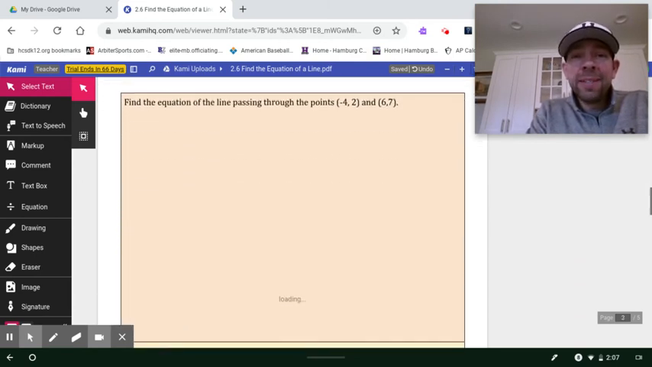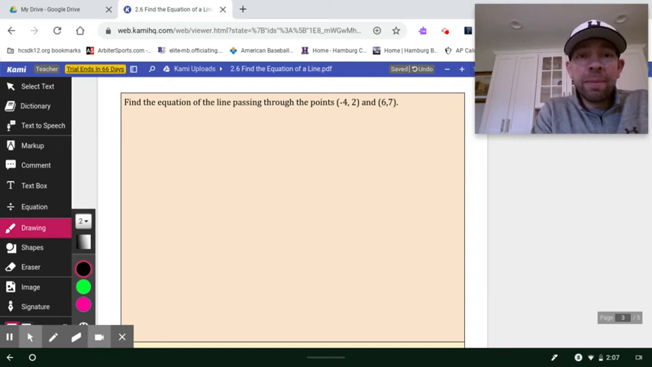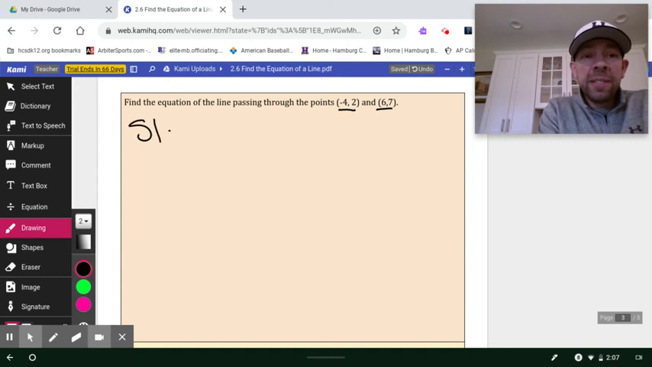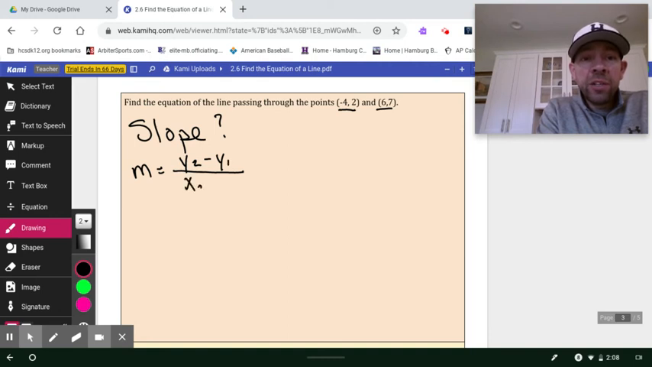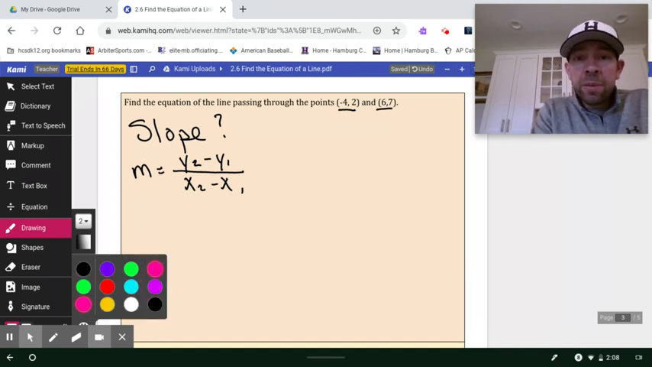Okay, so here is the real meat and potatoes of today's lesson. We know that our line has to pass through this point and this point, and I would really like to know the slope. What is the slope? Using the letter m, we know that slope is the change in y divided by the change in x, or we like to say rise over run. So let's say the -4 is my first x, and the 2 is my first y. 6 is my second x, and 7 is my second y. So substituting those accordingly, I'm going to get 7 minus 2 all over 6 minus -4.